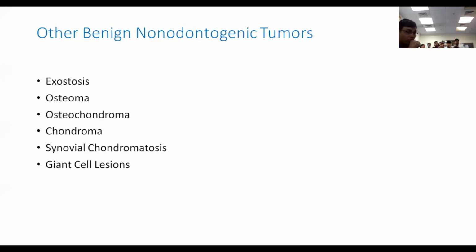So there are many other benign tumors that we can see in this location. Exostosis, we have discussed last time, so I will not reinforce them. Osteomas and osteochondromas and chondromas, synovial chondromatosis, and some other giant cell tumors. So how will you differentiate exostosis? How will you differentiate osteoma?